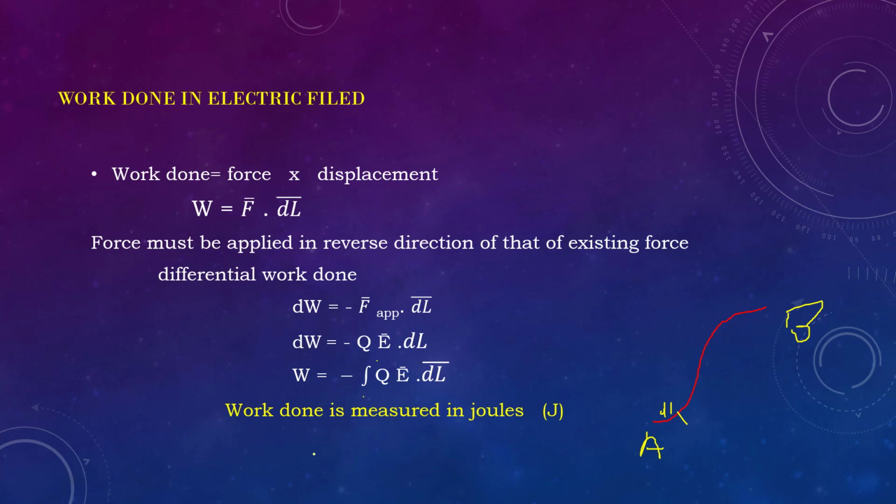And work done is again a scalar quantity. It doesn't have any direction, it doesn't have unit vectors in it. It only gives a magnitude, a constant value. So work done is measured in joules, and it is indicated by capital letter J.